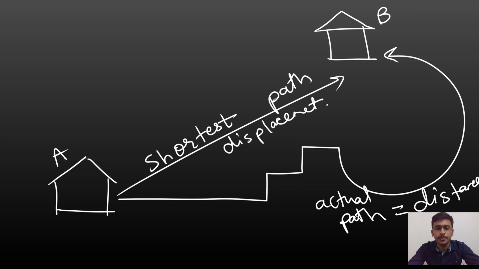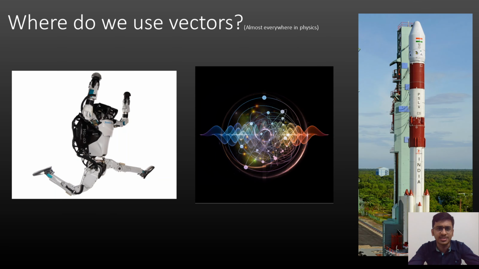So why are we studying this? Where do we use vectors? We use vectors almost everywhere in physics. This is a picture of a robot from Boston Dynamics. How do we use vectors here? What's the relation between robotics and vectors? We can see that all these, let's say the leg bone of that robot, all these things are called links, and these points are called joints.